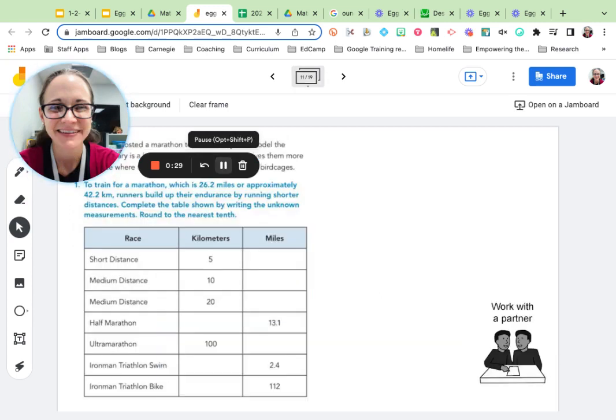And our first task is going to be comparing distances in kilometers and miles. Problem number 1 here says that to train for a marathon, which is 26.2 miles or approximately 42.2 kilometers, underline that, that's important. Runners build up their endurance by running shorter distances. Complete the table by writing the unknown measurements. Round to the nearest tenth.